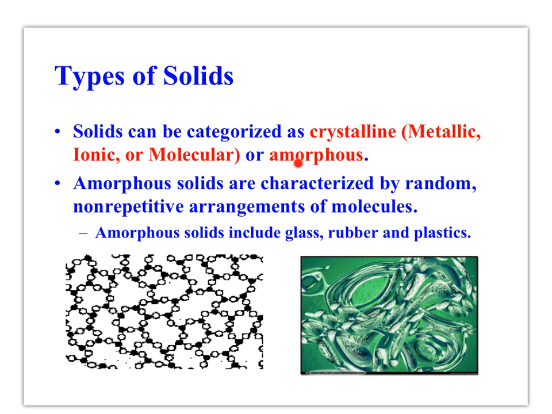But let's define amorphous real quick. So amorphous solids are solids that have random, non-repetitive arrangement of the molecules. So they do not have a nice crystal structure with repeating units. They're more random. So if you take a look at the way that the particles are organized here, there's not really a nice pattern that repeats. Very few solids are amorphous solids.